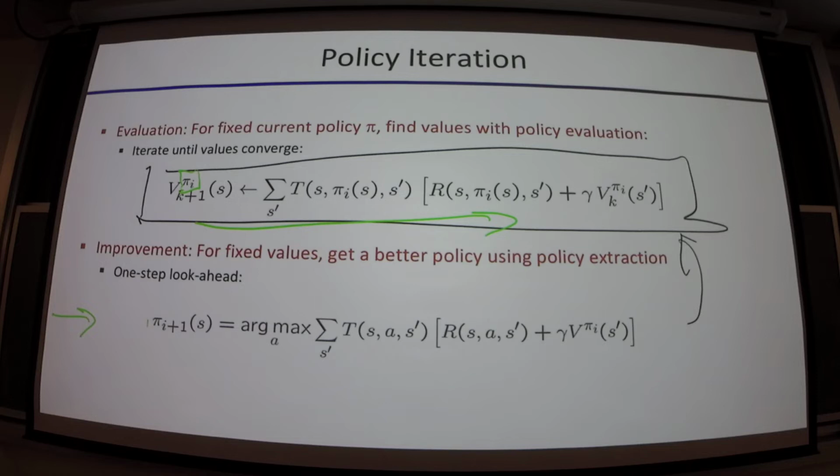So we look at every state, and we want the argmax, because the policy is describing an action, not a value. So we want the action A that maximizes this, where this is a single look ahead based on the optimal values associated with the previous policy.